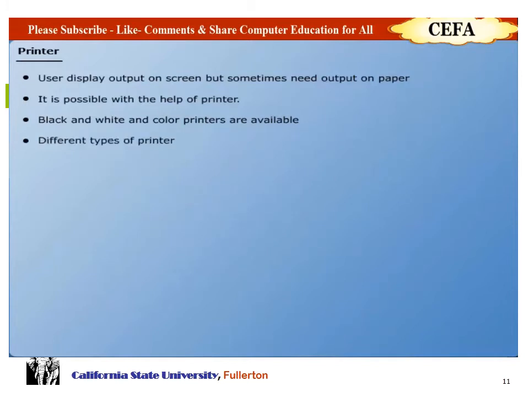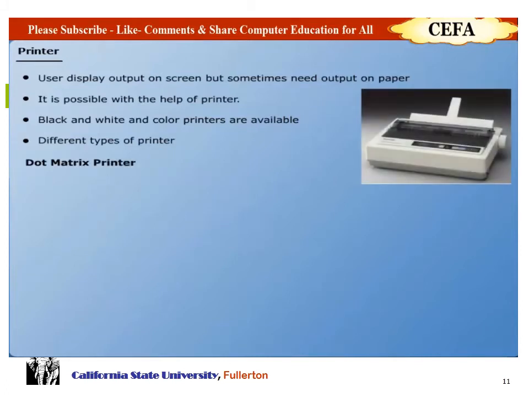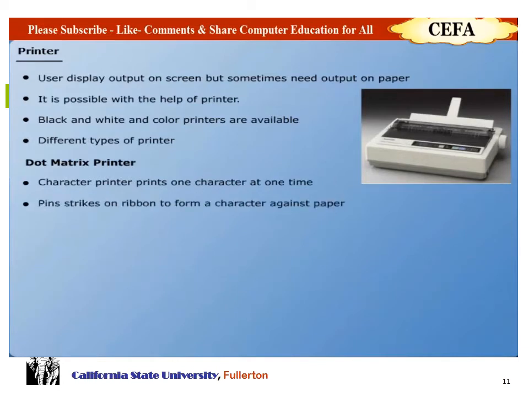For example, dot matrix printer. Dot matrix printers are character printers, which print one character at a time. It uses pin strikes on ribbon to form characters against paper. The speed of printing of a dot matrix printer ranges from 30 to 550 characters per second.